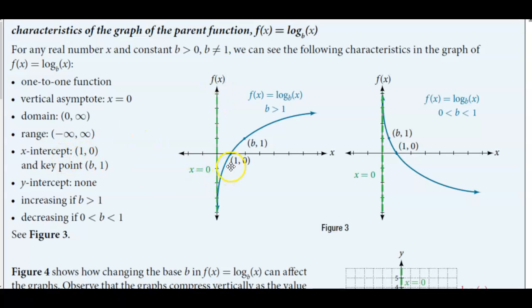We have an x-intercept at (1, 0), and then we also have a key point, which is (b, 1). So that is the base and then the value of 1. We do not have a y-intercept because it doesn't cross the y-axis. The logarithmic function is going to increase if the base is greater than 1, and it's going to decrease if it's in between 0 and 1.